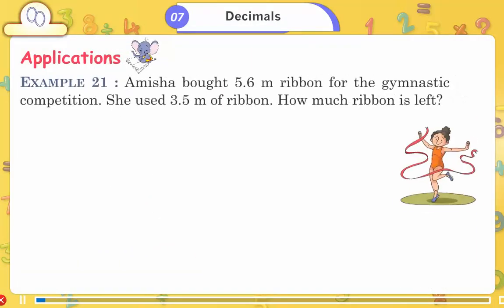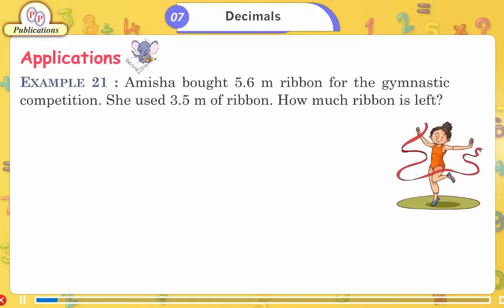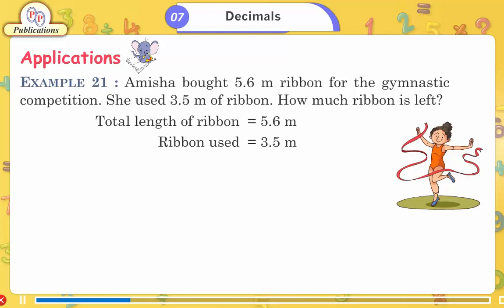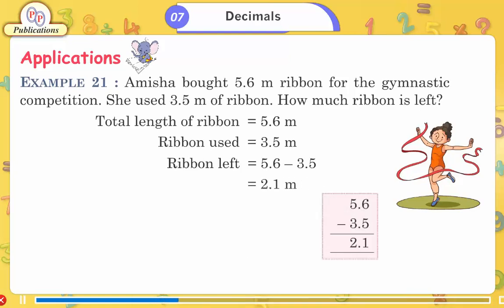Applications. Example 21. Amisha bought 5.6 meter ribbon for the gymnastic competition. She used 3.5 meter of ribbon. How much ribbon is left? Total length of ribbon is 5.6 meters. Ribbon used is 3.5 meters. Ribbon left is 5.6 minus 3.5, which is 2.1 meters. Answer. Amisha has 2.1 meter ribbon left.